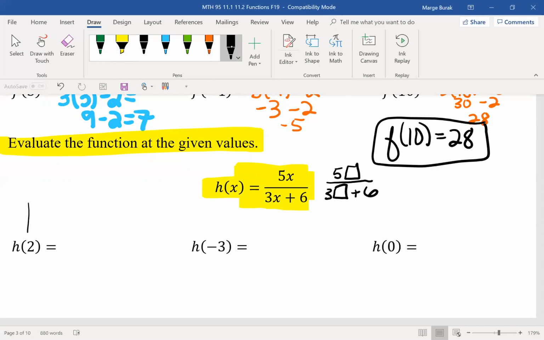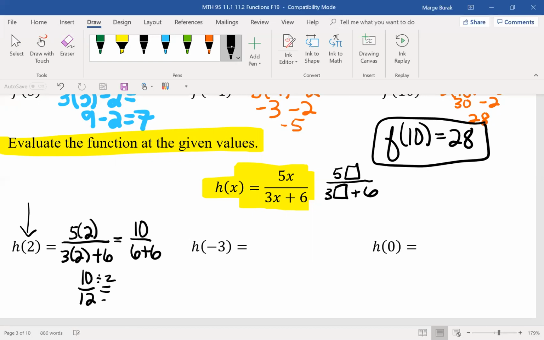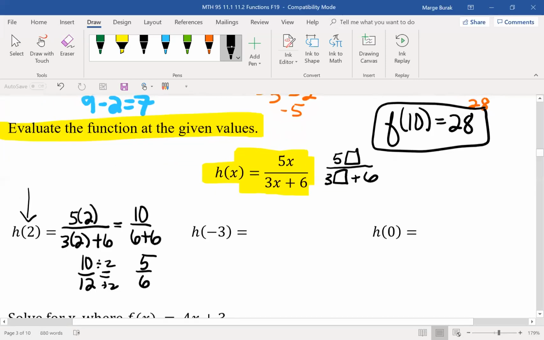If my input is 2, I'm going to take 5 times my input over 3 times my input plus 6. Then I need to simplify using order of operations, and I get 10 over 6 plus 6, which is 10 over 12. Always reduce our answers to simplest form by dividing both of those by 2. I would get 5 over 6. So final answer, h of 2 equals 5/6.